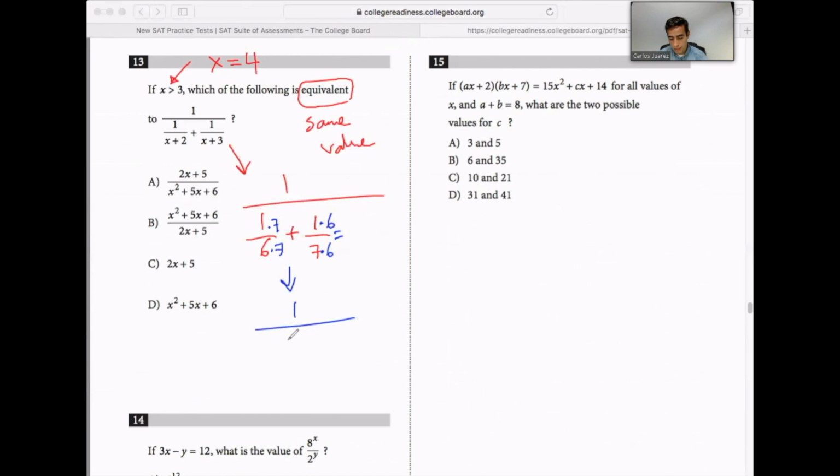1 over 1 times 7 is 7 over 42, plus 1 times 6 is 6 over 42. There you go. And then what we want to do here is add them up, right? So that's 13 over 42.